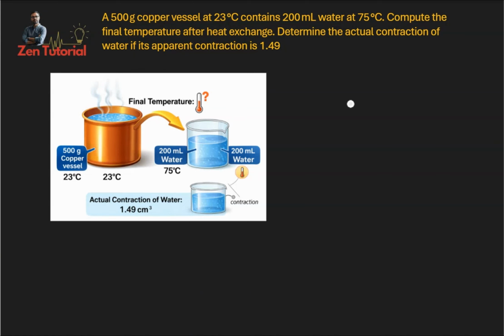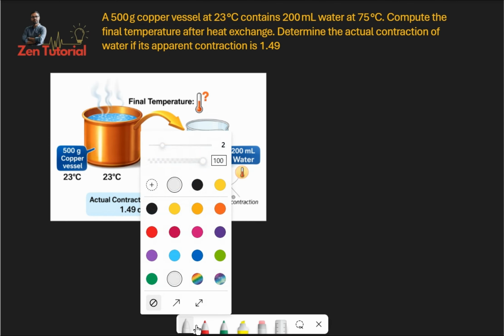We are going to solve this problem. In this problem, a copper vessel at a temperature of 23 degrees Celsius. So this is the copper vessel, you can see. So in this copper vessel, the temperature is actually 23 degrees Celsius, right?